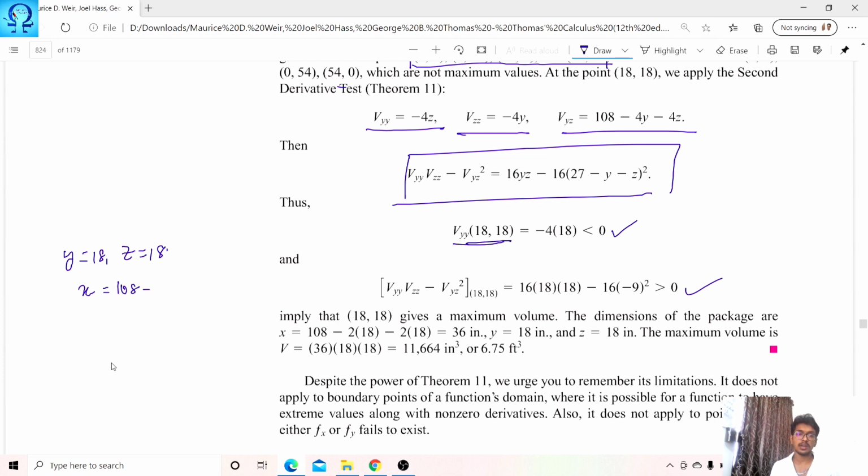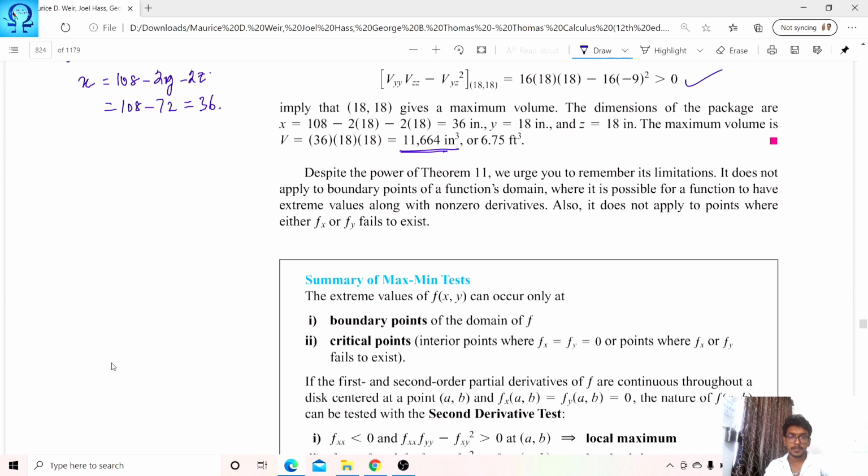And we'll have to identify x also, that is 108 minus 2y minus 2z. So 108 minus 36 minus 36, it is 108 minus 72, therefore we are going to get 36. So when x is 36 inch, y is 18 inch and z is 18 inch, we get the maximum value. And if you just multiply all these quantities, you get 11,664 inch cube as the volume. If you convert that to feet, you are going to get 6.75 feet cube.